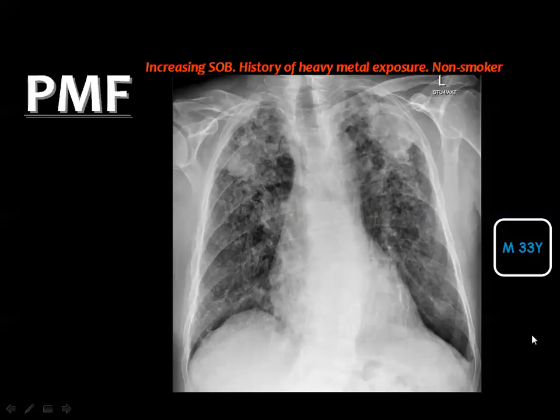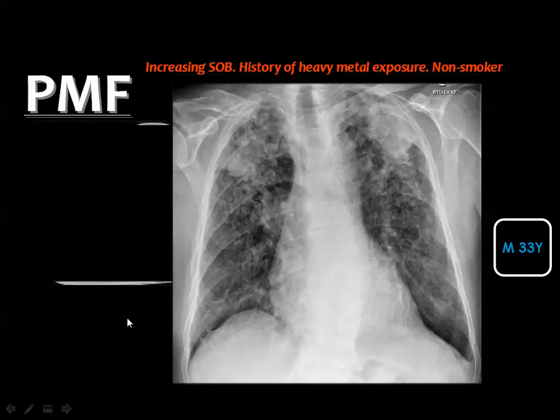This patient with increasing shortness of breath has a history of metal exposure and he is a non-smoker. And the chest X-ray shows the classic appearance of progressive massive fibrosis in the form of two big masses in the upper part of the lung, and these masses are associated with reticular densities together with miliary shadows affecting the rest of both lung fields.